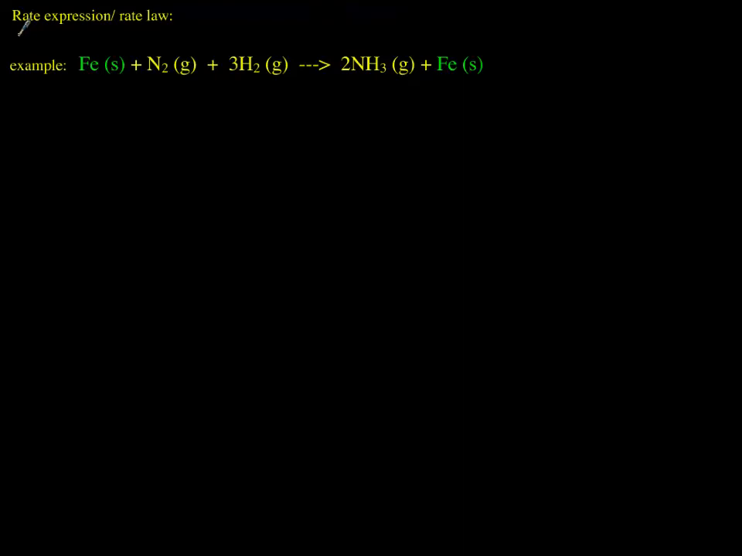To talk about rate expression or rate law, I'm looking at the Haber process, which is nitrogen plus hydrogen giving you ammonia. And if you note, this time I put Fe solid as reactant and it's being produced as a product. Therefore, Fe is a catalyst. It could affect the rate of reaction. You usually do experiments to see if that's true or not.